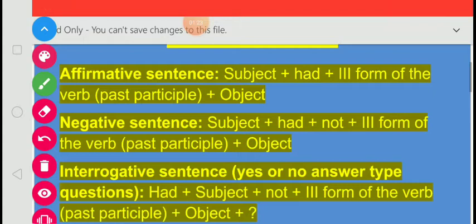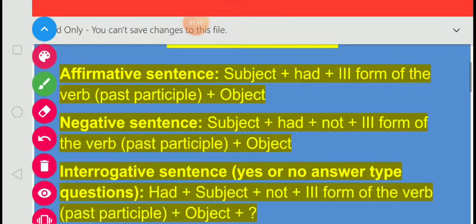As you can see, we use the same structure: subject, helping verb had, then the third form of the verb, which is also known as past participle, and object. In a negative sentence, we use not after the helping verb had.